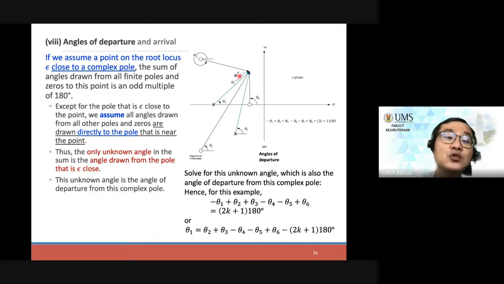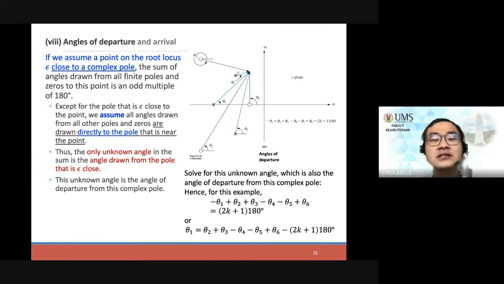So what we are doing now is that we want to know where the root locus will go. We call that the departure, fly off, from this root locus. Because you can see that in the real axis, we can easily draw lines like this.